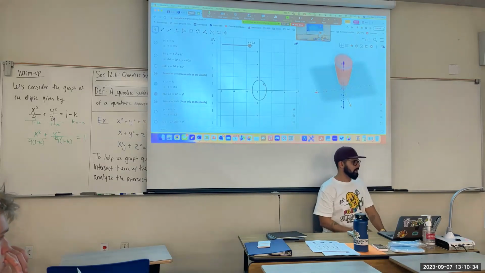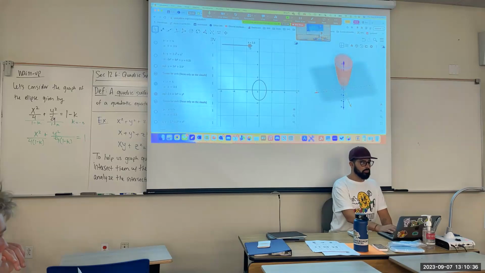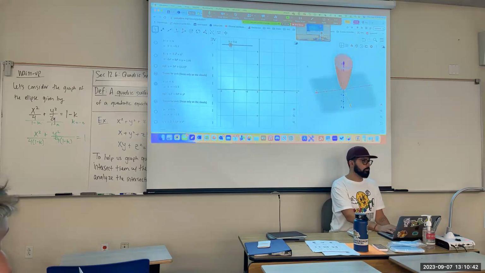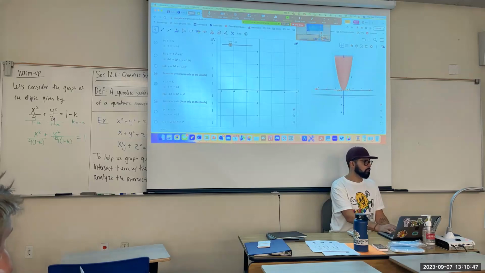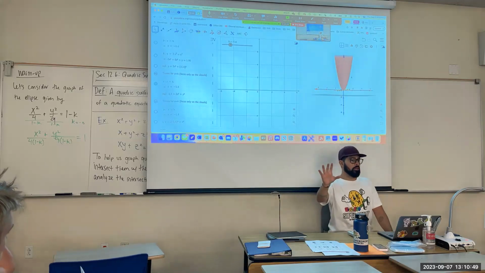Yes, exactly. Now, what happens when z is less than 0? What do you think would happen? It's not intersecting the paraboloid. So therefore, there should be no traces. We're going to see that algebraically when that happens. Okay.